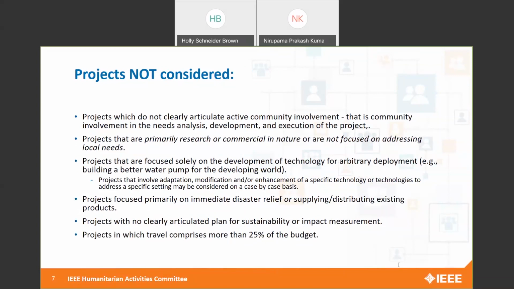Yeah. And then what we will not consider. This is one of the more important things. We will not consider any project that has not shown us that they have engaged the community, that the community has been consulted, and not just a bunch of IEEE members thinking about a problem and coming up with a solution without even asking the people in the community. If it's primarily of research nature, like you want to make a better robotic arm, we don't fund it.